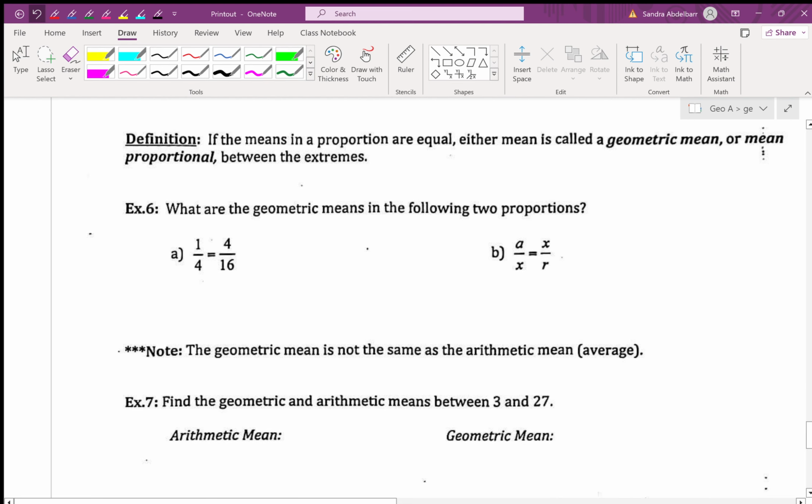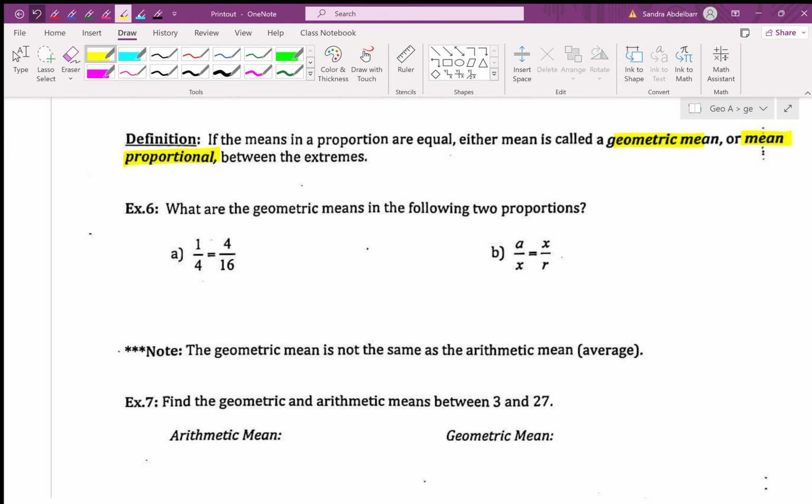So now another definition. A geometric mean, also known as a mean proportional, they're the same thing, is when you have a proportion and there's the same number in spot 2 and spot 3, the second term and the third term. So here, the geometric mean in letter A is 4 because it's the same number in spot 2 and spot 3. What is the geometric mean represented by in letter B? X. We don't know what it is, but we know it's the same number because it's represented by the same variable.